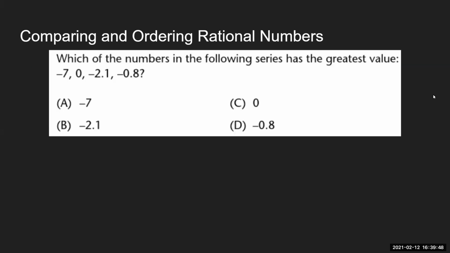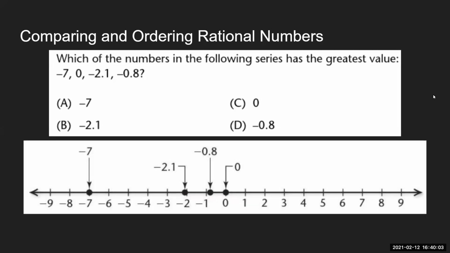So here's an example. Which of these numbers in the following series has the greatest value? -7, 0, -2.1, or -0.8. If we go ahead and draw a number line and then plot each of those values, you see we've got -7 down here, -2.1, -0.8, and then 0. Your greatest value is going to be the one all the way on the right. So in this instance, our answer is C. 0 is actually the greatest value in this question.